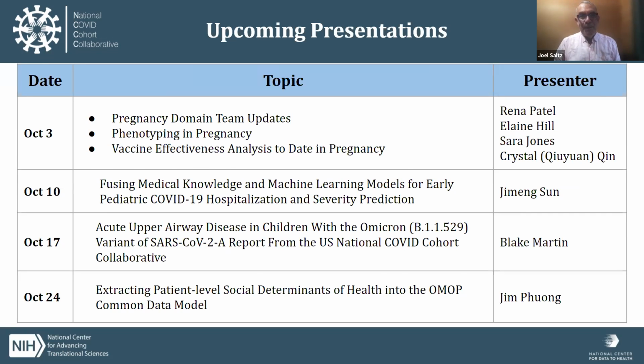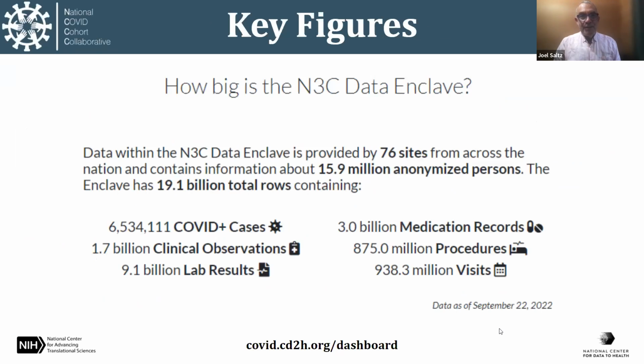Next slide, please. So we've still got about 6.5 million COVID positive cases, with billions of clinical observations, lab results, and medication records. Next slide.